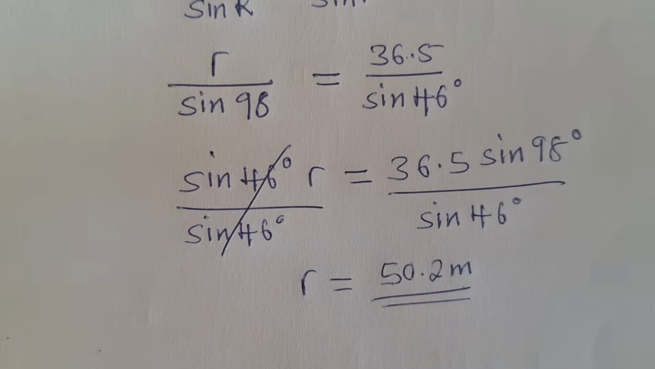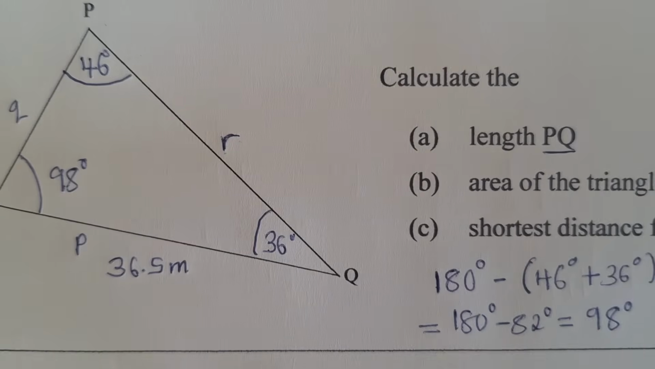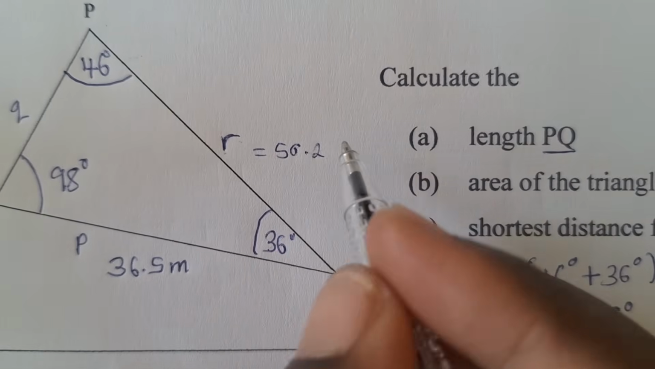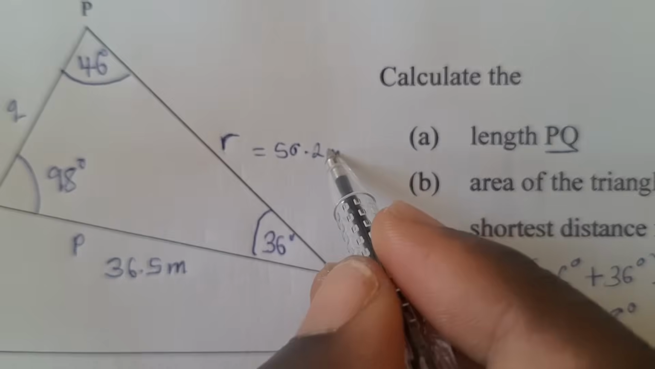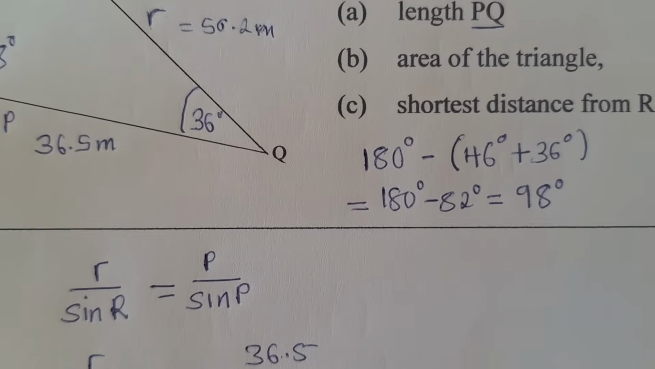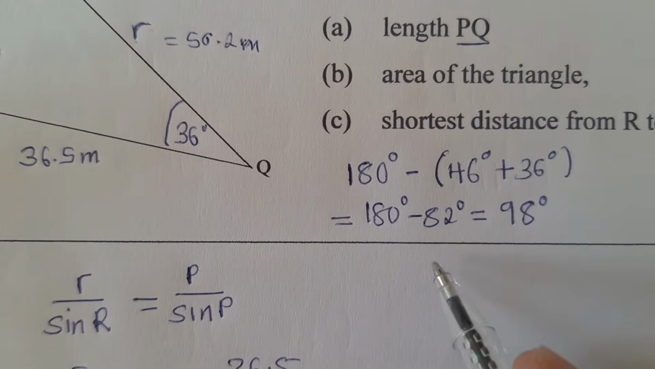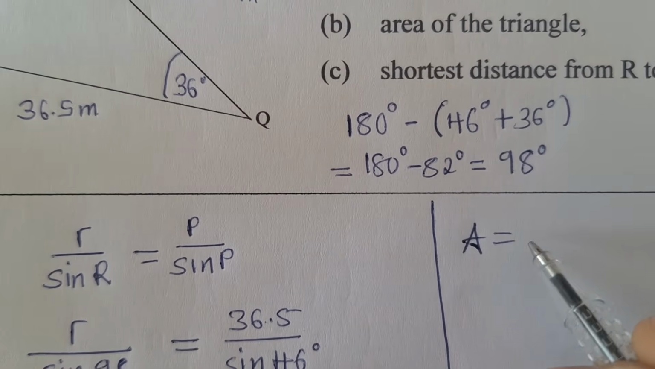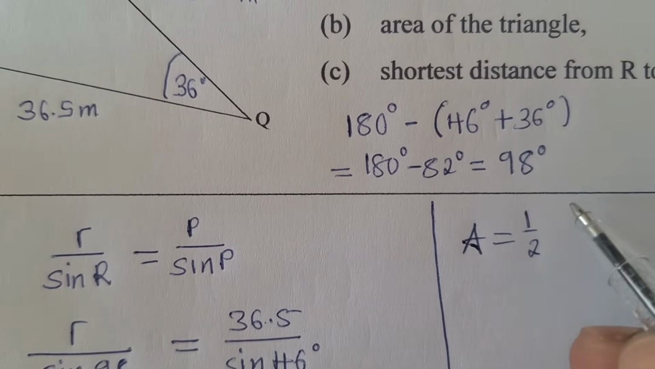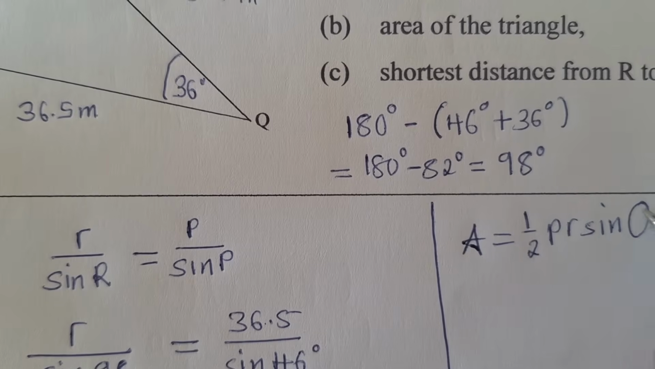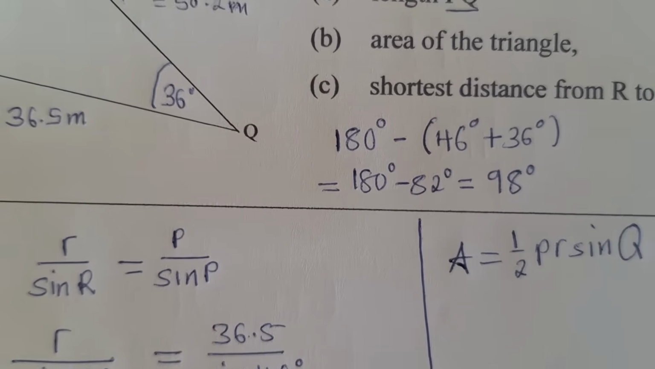So this is the length PQ. It's 50.2 meters. Okay. So that's it. So the next question here, they are saying we calculate the area. For area to be calculated, we are going to say area is equal to 1 over 2 PR sine capital Q.